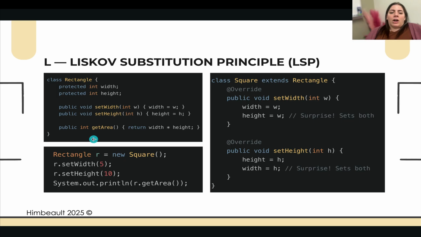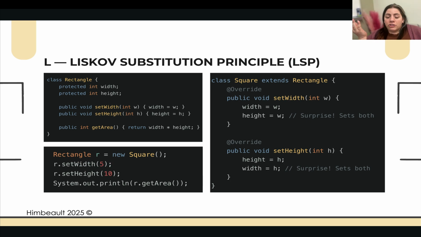Now, based on the contract that's set at compile time, the rectangle is kind of expecting it just by reading the code, right? Not running it, obviously, but by reading the code, we might expect it to be 50. But once we realize that dynamically it becomes a square, this will actually give us 100. And this r.setWidth 5 does absolutely nothing.